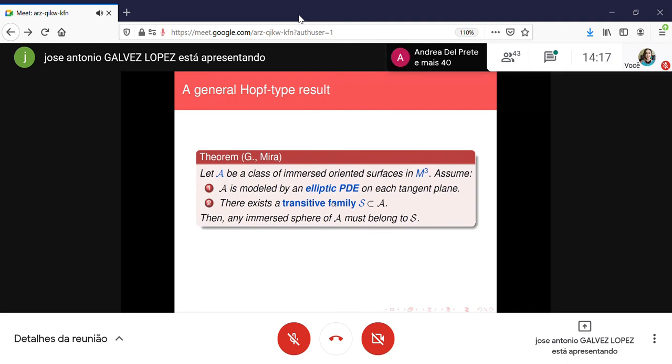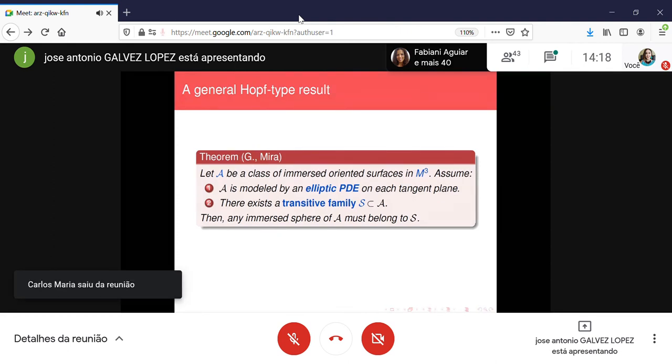For instance, in the classical Hopf theorem, this class A is simply the surfaces in the Euclidean space with constant mean curvature H. And the transitive family is given by the round spheres with this mean curvature H, and all their translations. Observe that this result says that in this case, any immersed sphere must be a sphere of the transitive family. And the transitive family is only made by the round spheres. So the result says that only round spheres are possible in the class of CMC surfaces in the Euclidean three-space.